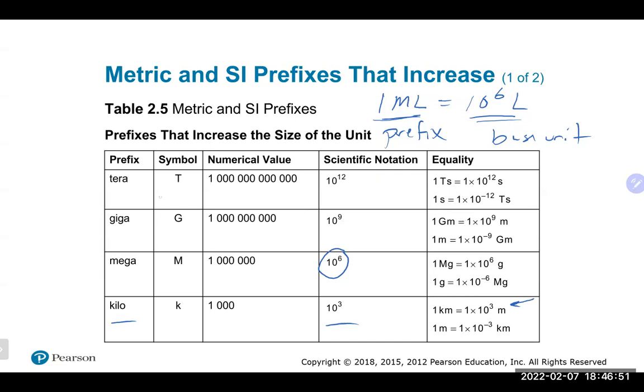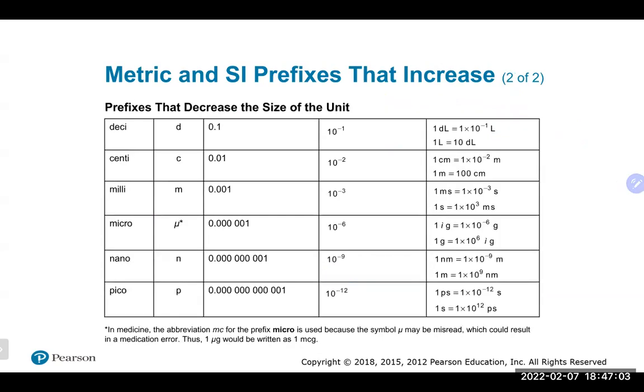So truthfully, we don't really come across tera, giga, or mega all that much in this particular class, but definitely kilo we come across a lot, which is 10 to the 3. I think on the next page there's more of these, I would hope. Yeah, there it is. So centi we do come across, right, which is 10 to the minus 2.